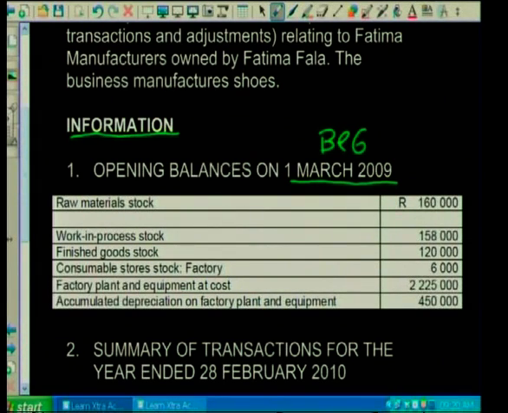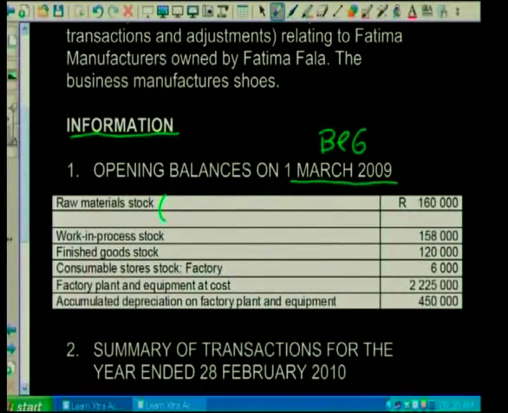Now remember guys, in manufacturing, you're going to have raw material stock, work in progress, and then you're going to have finished goods. Raw material stock would be, in this case, for example, the leather that is used to make the shoes. That would be regarded as your raw materials. Okay, so I'm just going to write that down. That would be an example, the leather that you purchase to make the shoes.